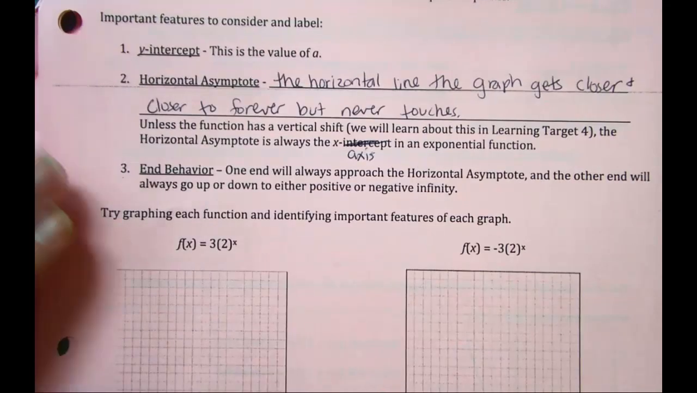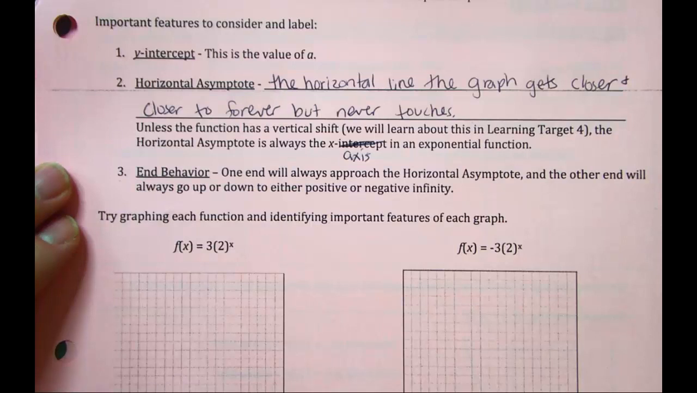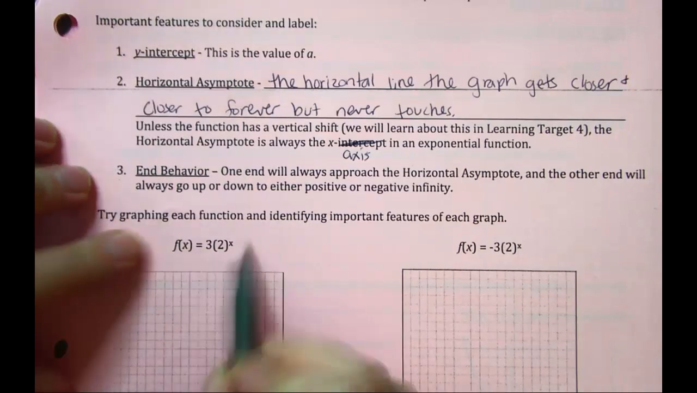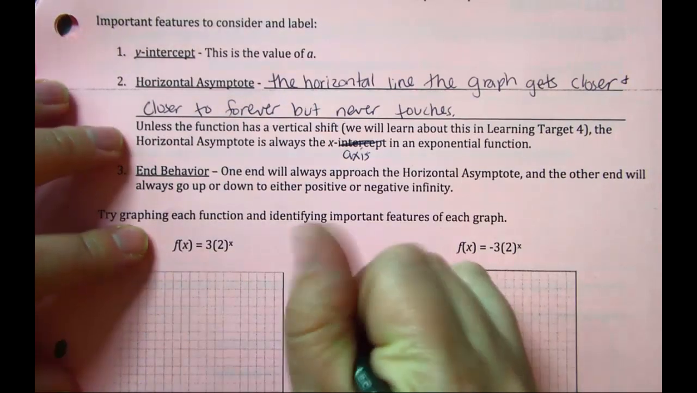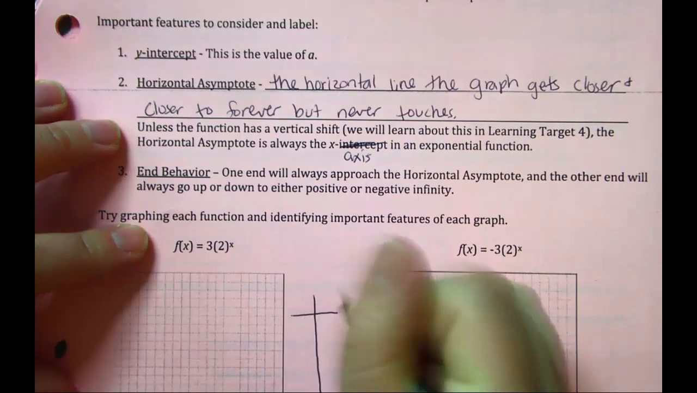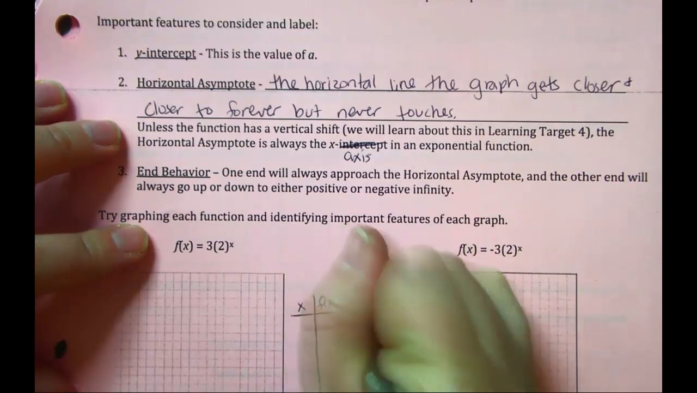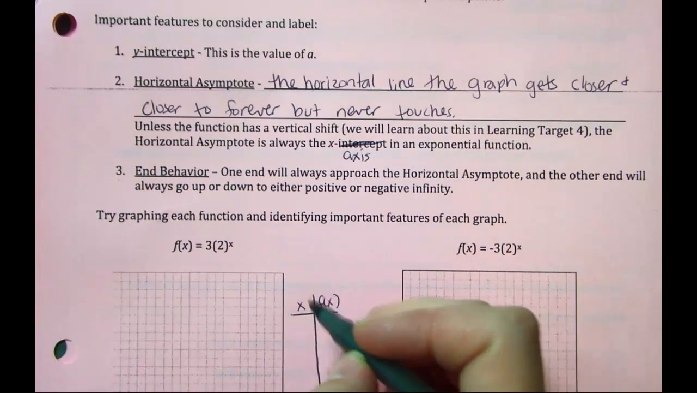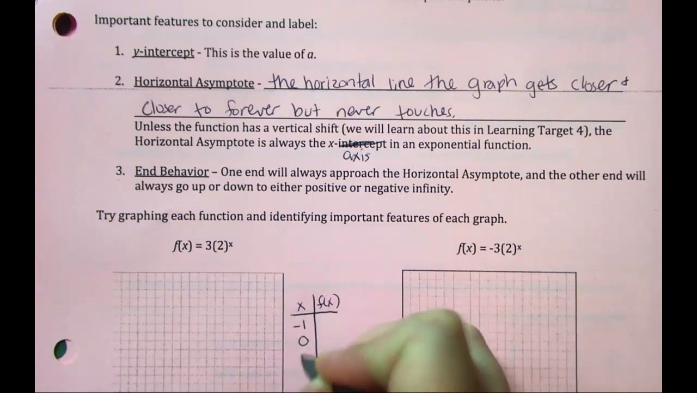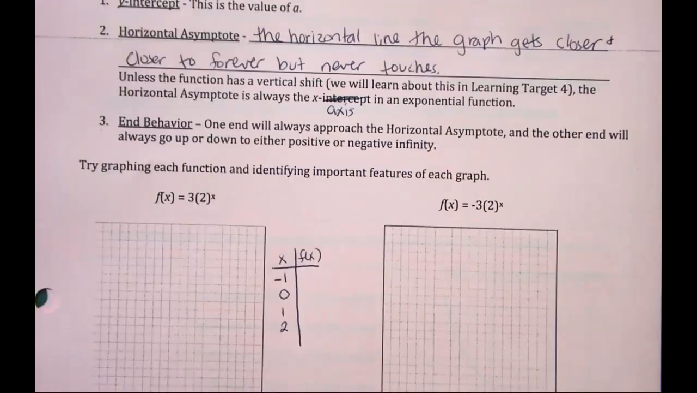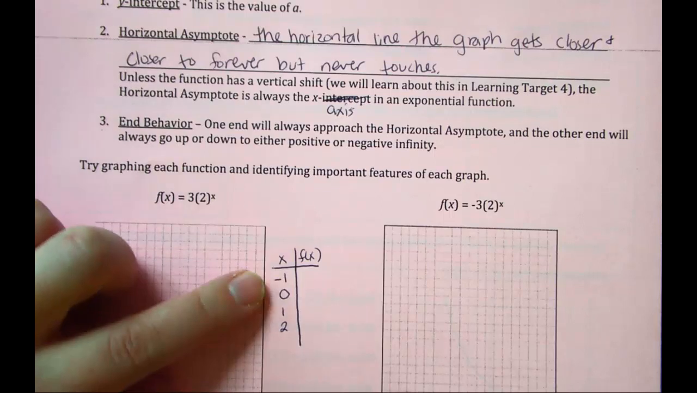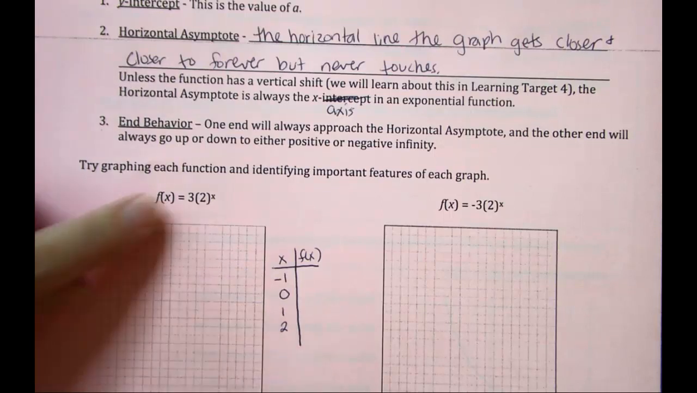Now, try graphing each function and identify important features of each graph. So let's try graphing this by making some points to plot. I'm going to start with -1, 0, 1, 2, and just see where that takes me. I'm going to have some negatives and I'm going to have some positives.